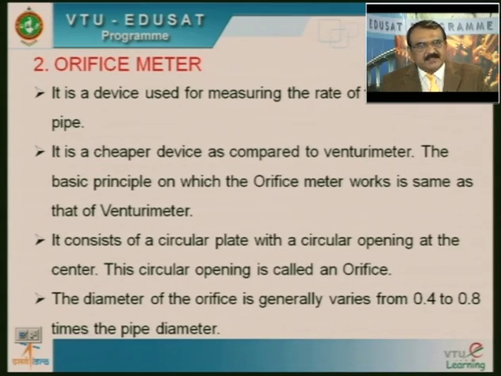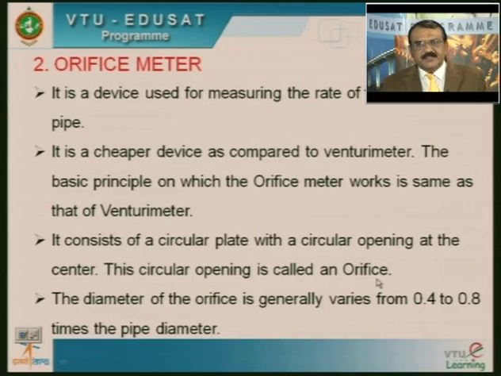So, a Venturi meter consists of three parts: the inlet, also called the convergent cone, the throat section, the middle part, and the last one, the outlet or the divergent cone. Whereas the circular orifice meter consists of a circular plate with a circular opening at the center. Now, this circular opening at the center is called the orifice.